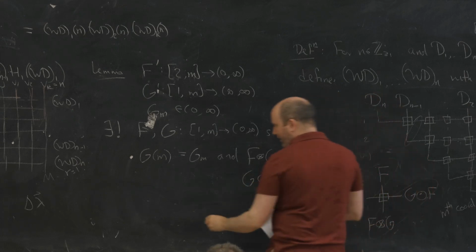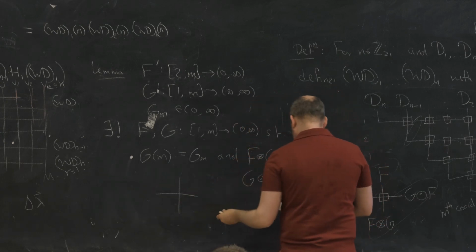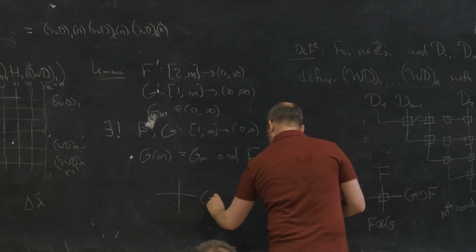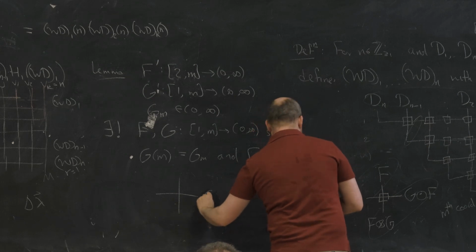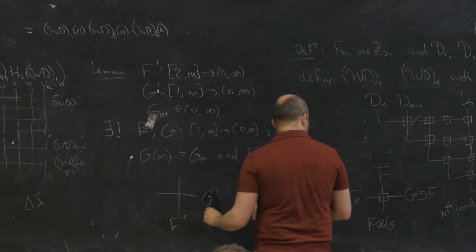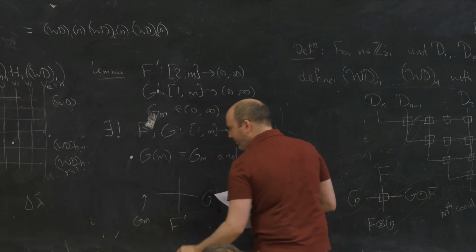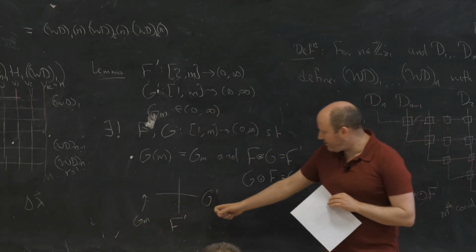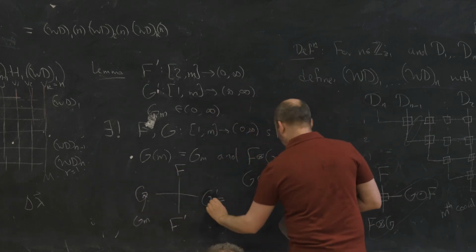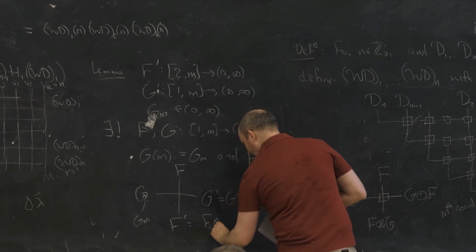Or pictorially, what I mean is, imagine that instead of knowing these things, I'm given something here, so g prime, I guess, and I'm given f prime. And I'm also told that the last coordinate here is this g sub m. The claim is that knowing this, I can uniquely reconstruct a g and an f such that this is equal to g dot f, and this is equal to f cross g.